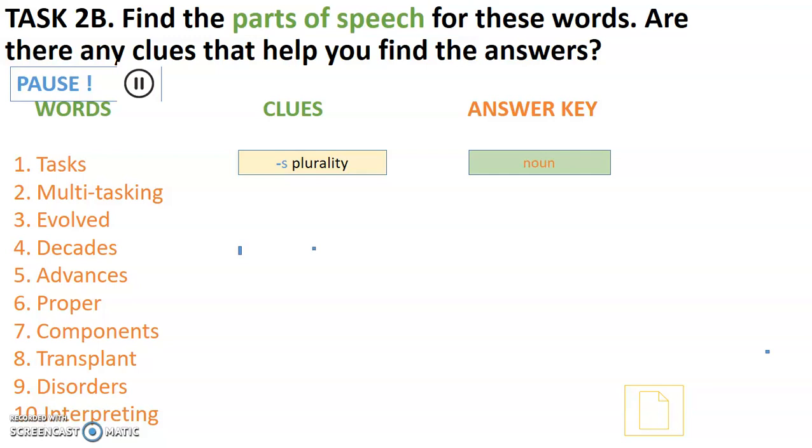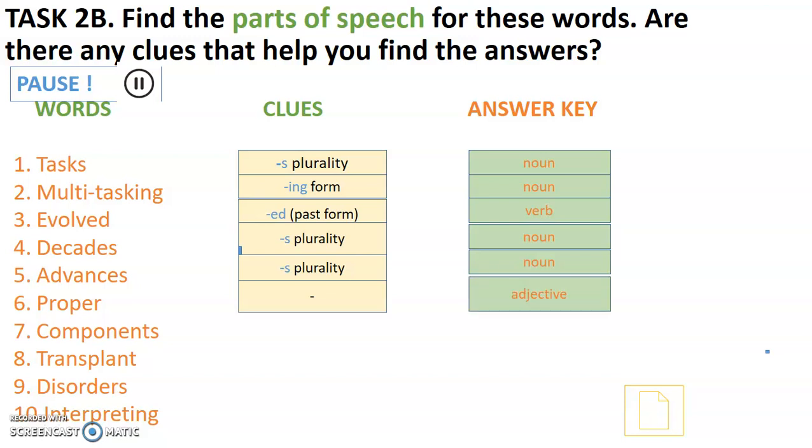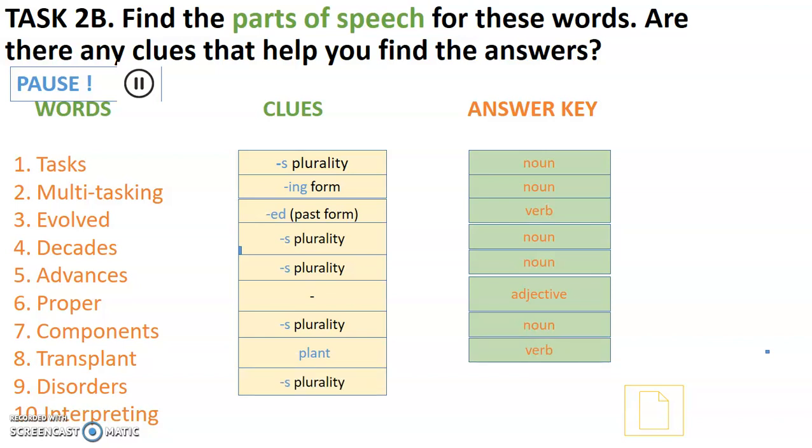So I think you're ready for the rest of the exercise, task 2B. Let's continue with the clues and answer key. Check your answers, please. If you see anything interesting here, please comment down below again.